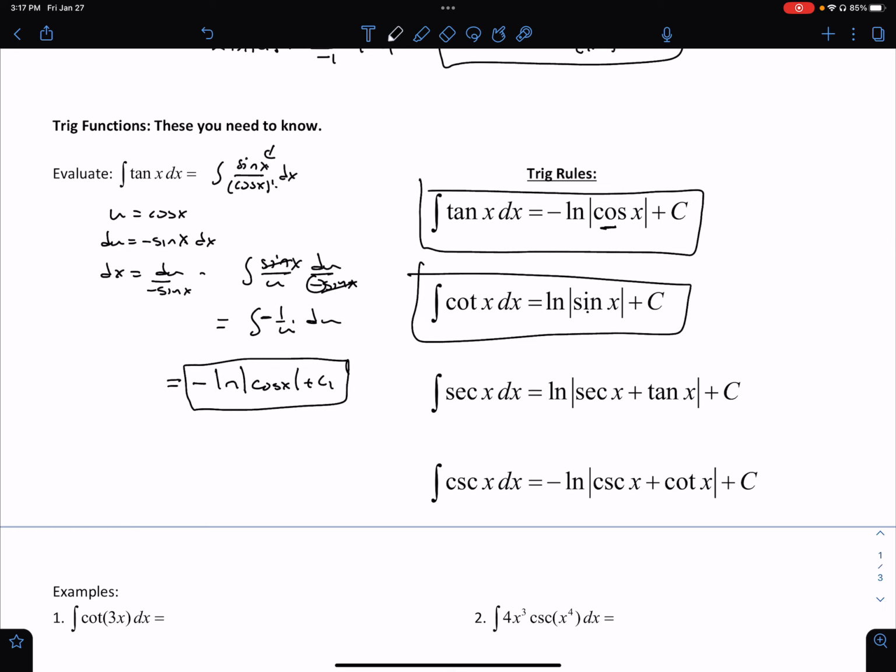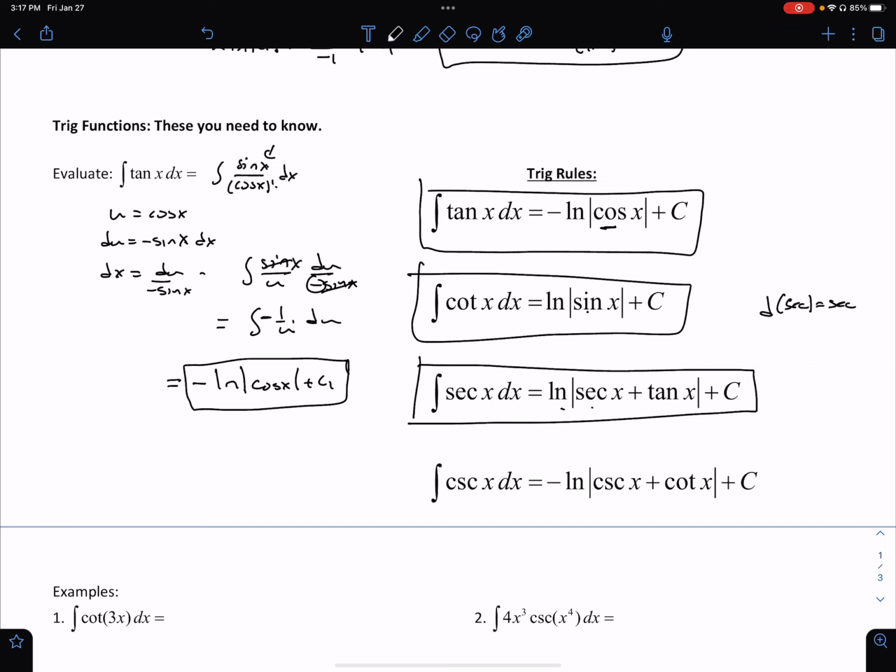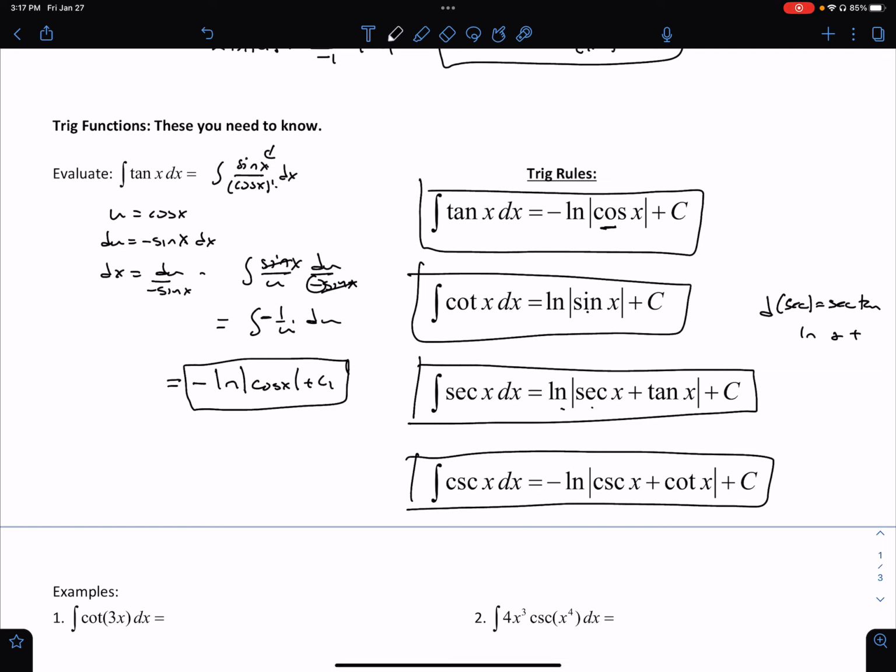Secant, we're not going to prove these ones. The antiderivative of secant of x is the natural log of secant plus tangent. I remember it this way: the derivative of secant is secant tangent, so for the antiderivative, I just throw in a natural log and a plus sign. That's all I do. Same thing for cosecant. Its antiderivative is negative natural log of cosecant plus cotangent plus your constant. You have to memorize these. Okay, we have to memorize those.